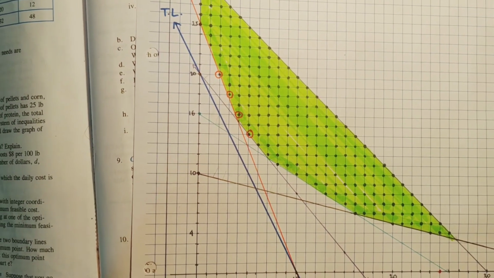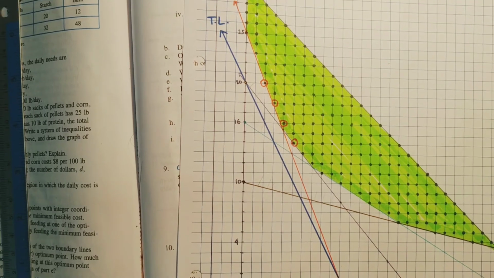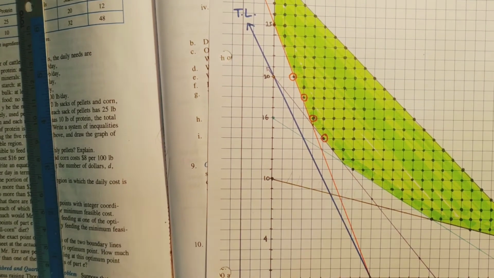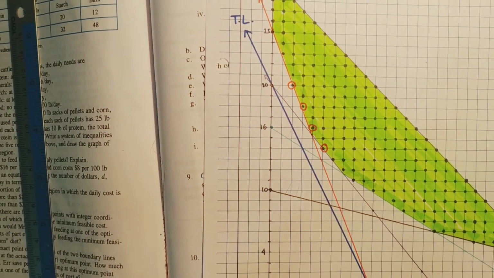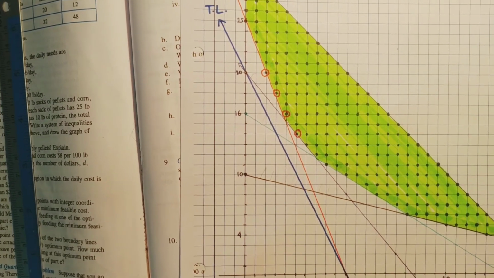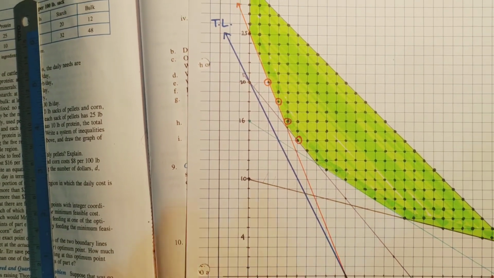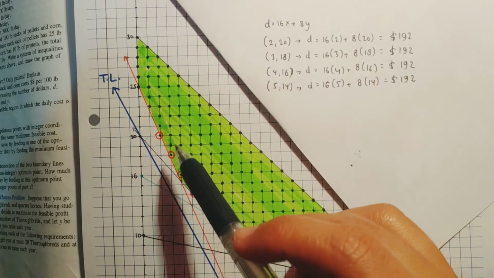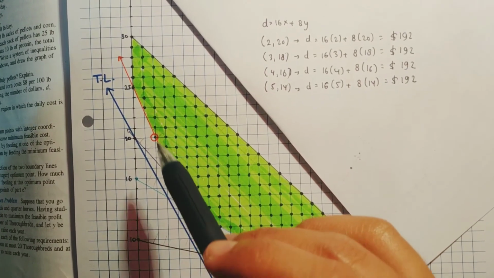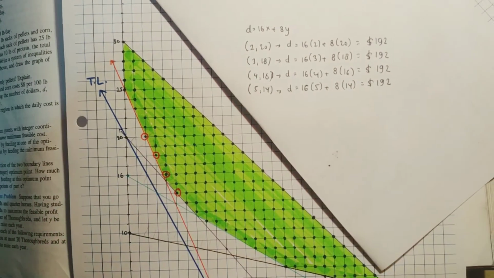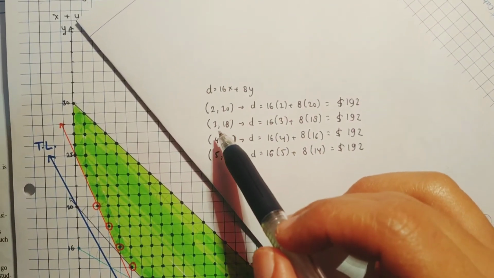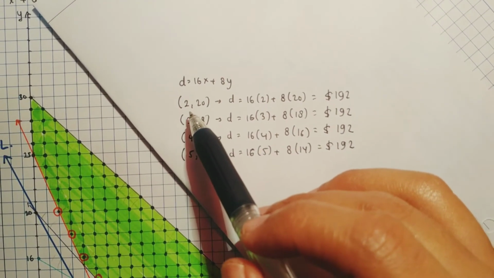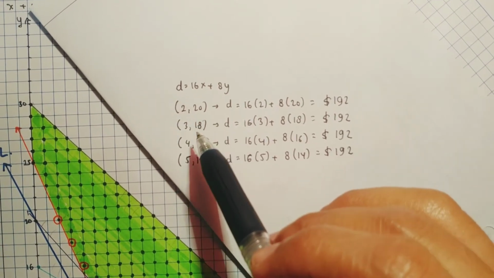So let me just write down all these four pairs, and then let's see, is it right that these four pairs will give you the same cost, the same value of D, which is the least possible value of D brought by the pairs of integers. So here are the four integer pairs that we find by the testing line as the first pairs that the testing line touches, which are 2,20, 3,18, 4,16, and 5,14, which means 2 sacks of pellets, 20 sacks of corn, and etc.